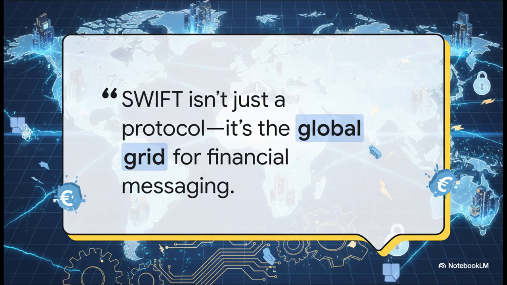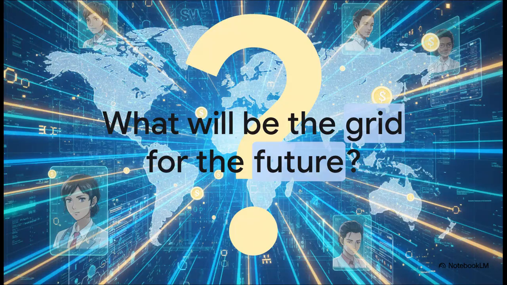It's like the electrical grid that provides power to our homes. Swift provides that fundamental communication layer that allows the entire global financial system to even function. It's the set of rules, it's the shared language, it's the infrastructure that everything else is built right on top of.